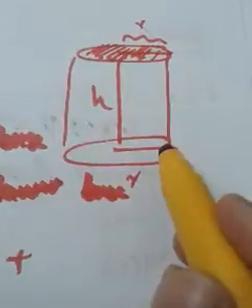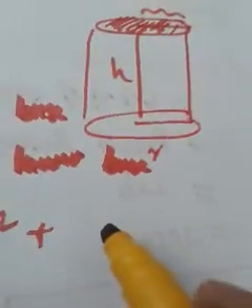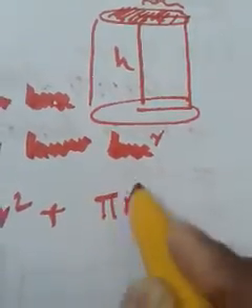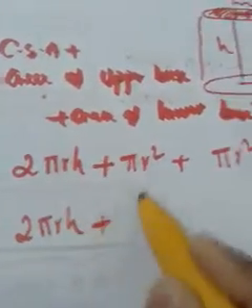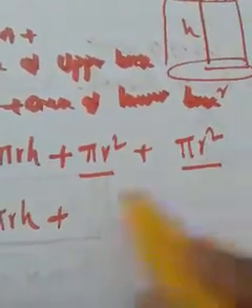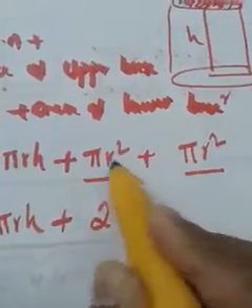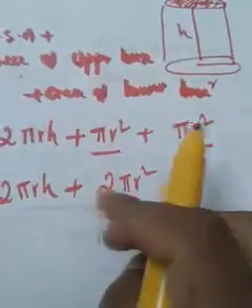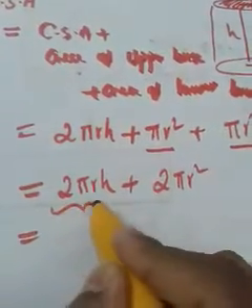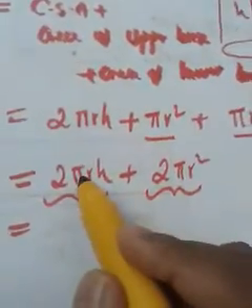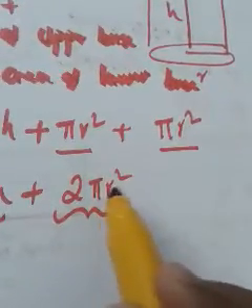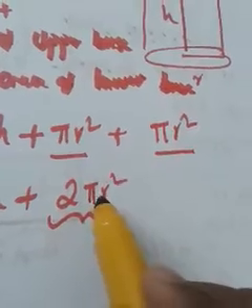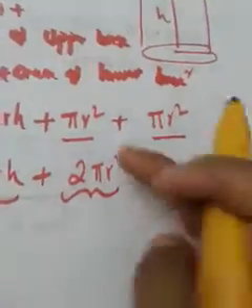And similarly, area of lower base, that is also a circle with radius r, so the area is pi r square. In that way, we will get 2 pi r h plus, what is pi r square plus pi r square? 2 pi r square. Because pi r square is repeating 2 times. And this is your first term. This is your second term. The first term stands for curved surface area. The second term stands for upper base and lower base area together.